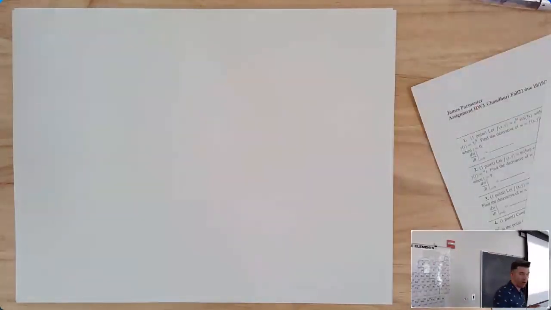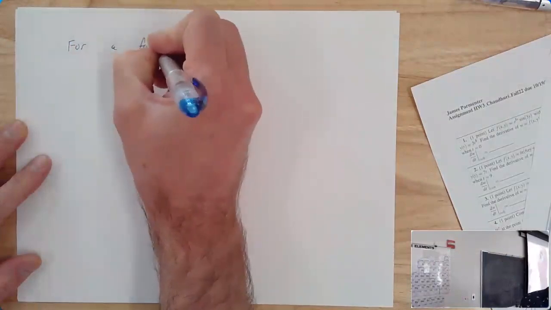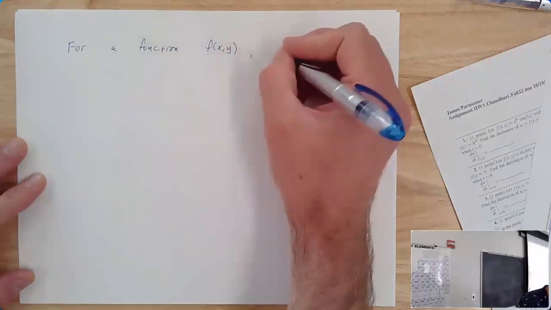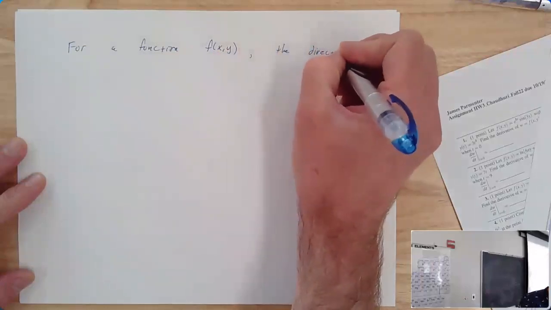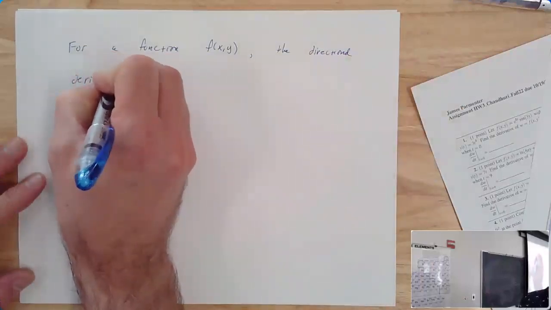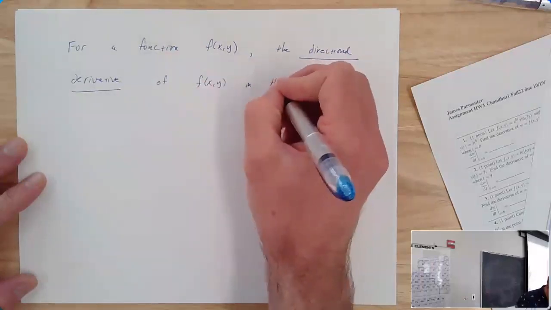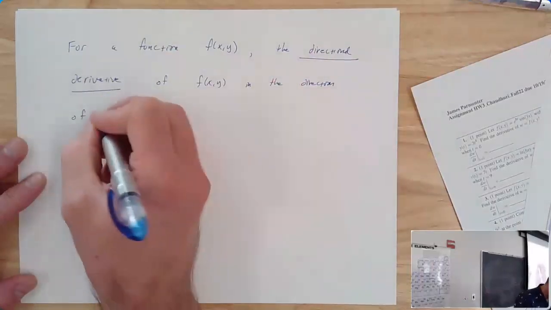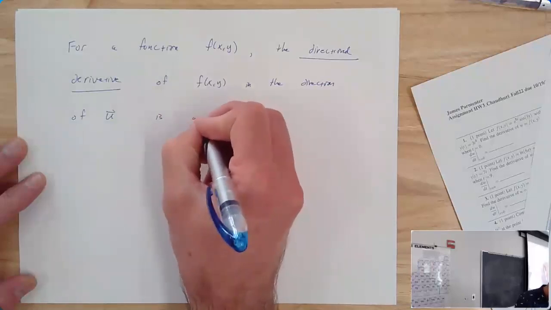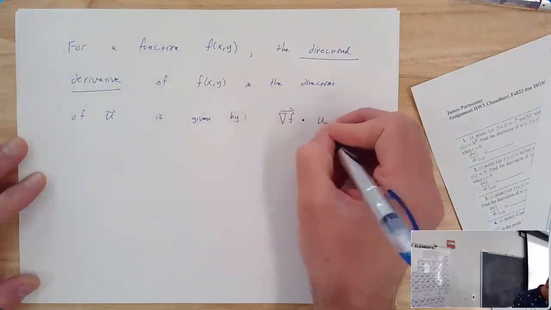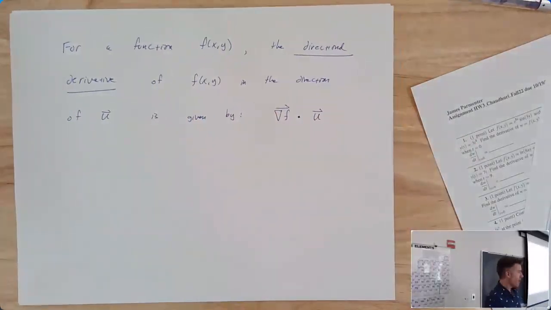I'm going to remind you all of what we did last week on Thursday, which is we talked about the directional derivative. So I'm going to remind everybody that for a function f of x, y, the directional derivative of the function f of x, y in the direction of the vector u is given by the following. It is the gradient of f, which is a vector, dotted with the vector u. That is very, very generally how we find a directional derivative.